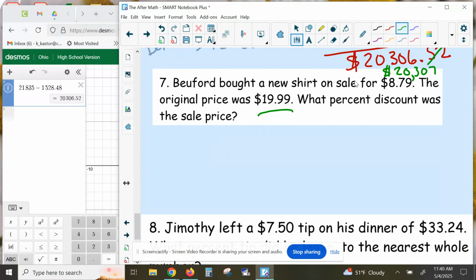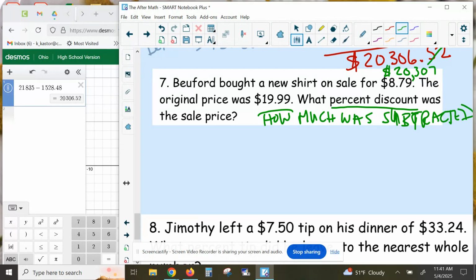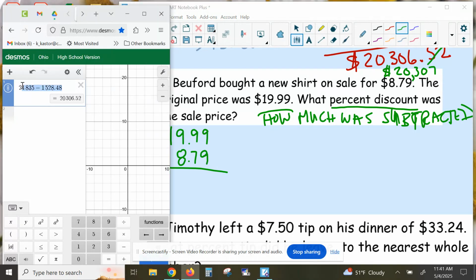So in order to find out what the percent discount is, we need to know how much was subtracted to get the new price. So how much did they take off? Subtracted. Okay, so let's do, it originally was $19.99, right? We need to subtract off this $8.79 to get the dollar discount. Okay, so let's subtract these two values.